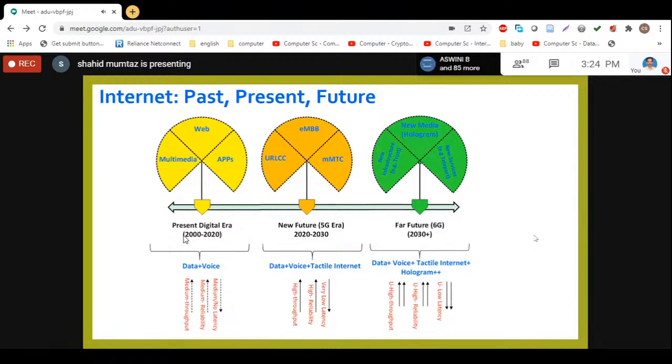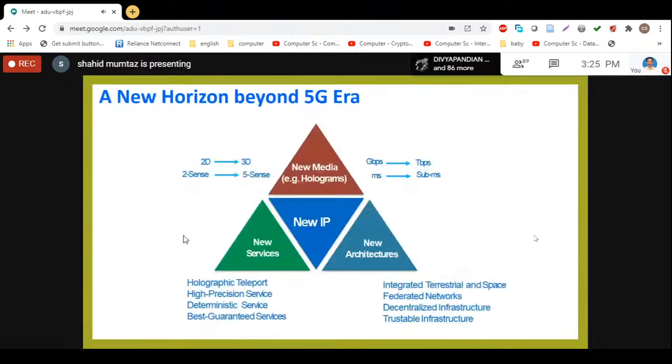But if we talk about 5G and 6G, we have a new media, which we call hologram. We have teleport services, and we have new infrastructure. And here the most important is we have tactile internet, plus we have holograms also. And here we need very low latency, high reliability, and throughput. So these are the three main things which we want to take care of: low latency, high reliability, throughput. Reliability and throughput, I believe, are easy to achieve, but very, very difficult to achieve is low latency along with high reliability and throughput.